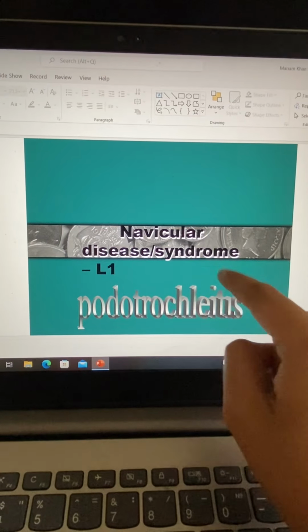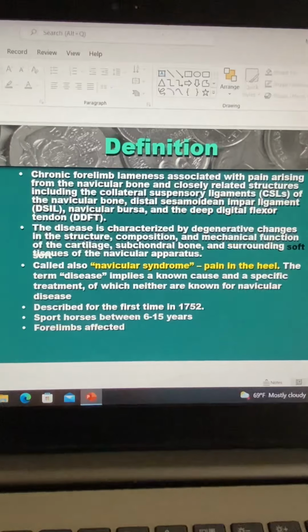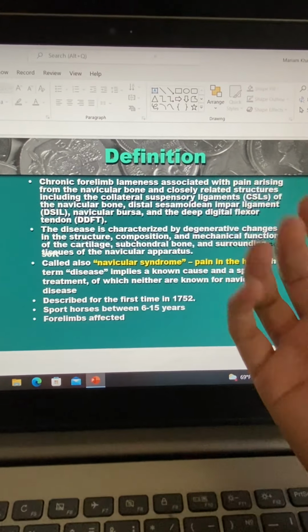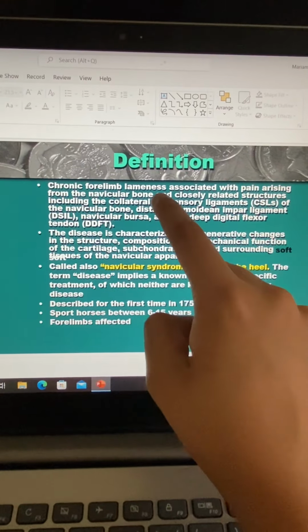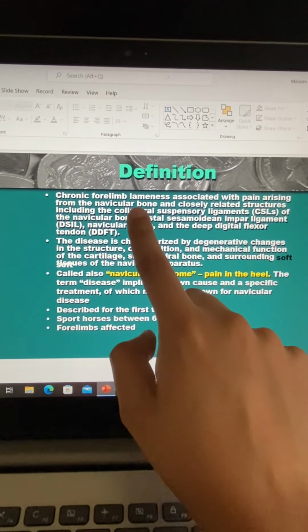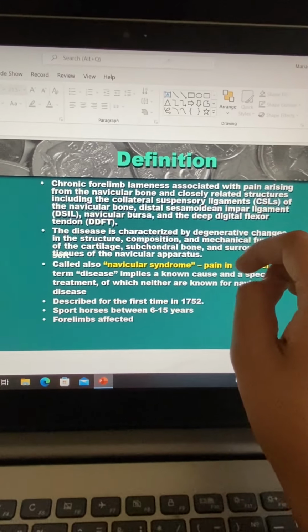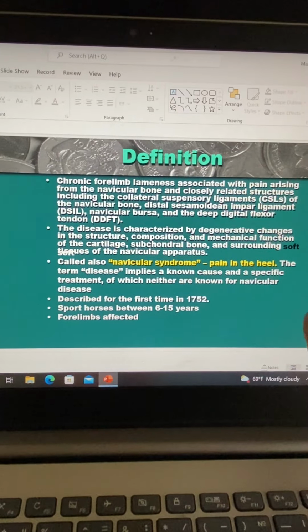Next we have navicular disease syndrome, or podotrochleitis. Okay, so this is a lot. What is it? You usually see chronic forelimb lameness, so just the front feet, and what you get is pain from the navicular bone, hence why it's called navicular disease. And it's closely related to the structures around the navicular bone, which I'll show in a minute.